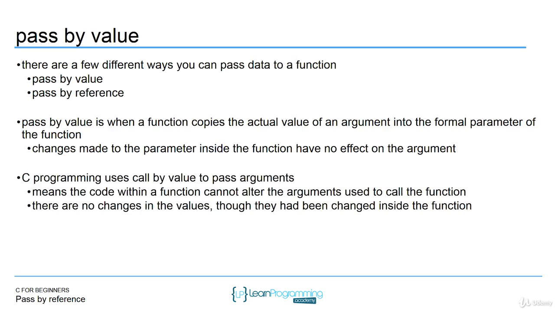C programming uses call by value to pass arguments. Everything is call by value, pass by value. These terms are used interchangeably. So again, this means the code within a function cannot alter the arguments used to call the function. There are no changes in the values, though they had been changed inside the function. It seems like they're local variables. And that's why earlier up until this point, you had to create global data if you wanted to share the data from one function to the next. Right? And this is how C works.